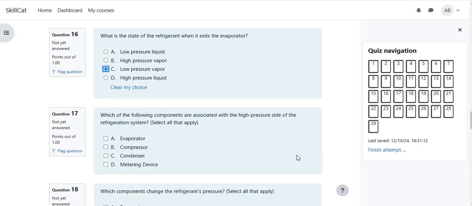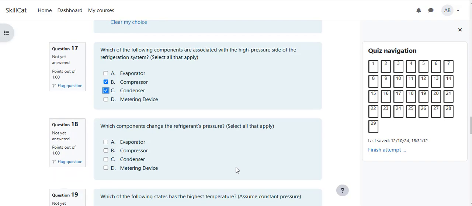Which of the following components are associated with the high pressure side of the refrigerant? The compressor and the condenser. What component changes the refrigerant pressure? Not the condenser. The metering device and the compressor.